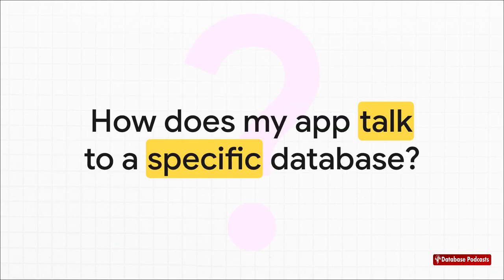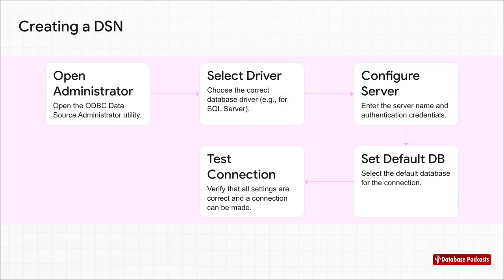Okay, so let's say you have all those pieces installed. Great. But how does your PHP code, which is running over here on the web server, know the specific address and the login info for your particular database over there, right? You have to build a specific configured bridge between them. And that's where something called ODBC comes in. It stands for Open Database Connectivity. The easiest way to think about it is like a universal translator for databases.